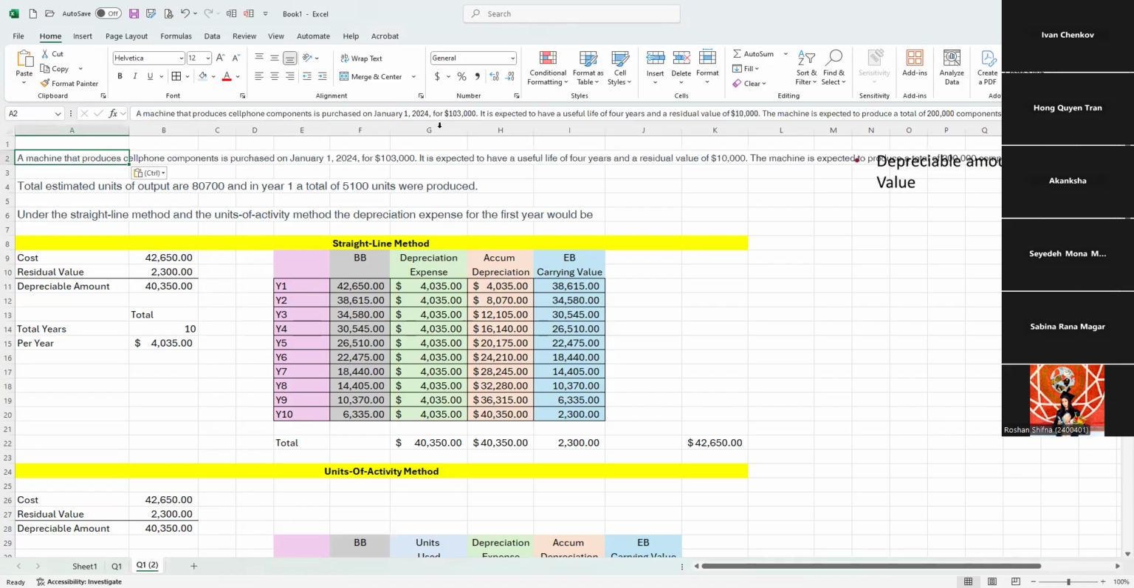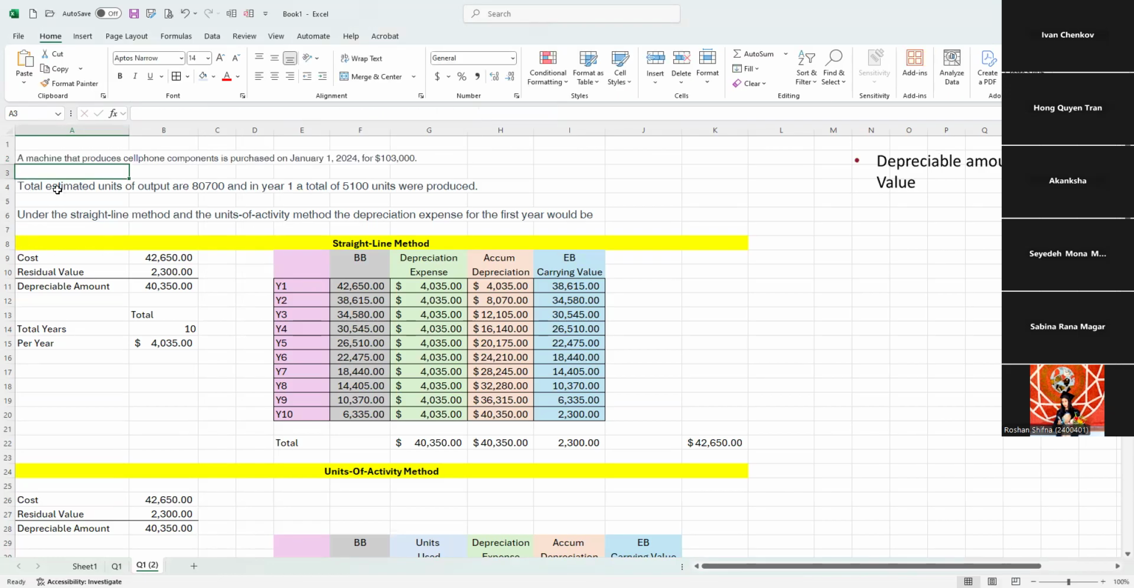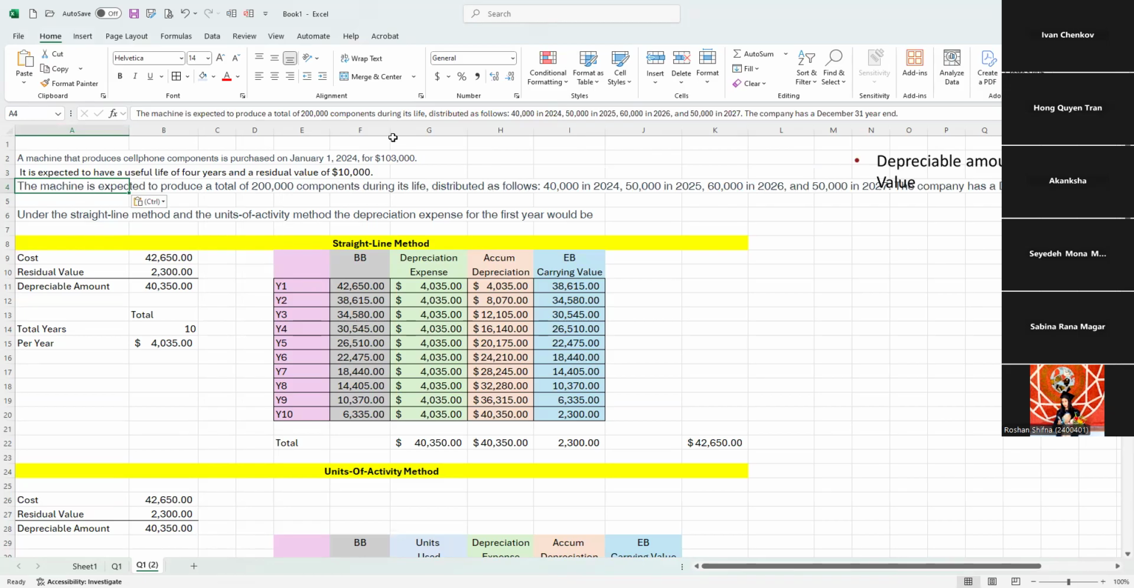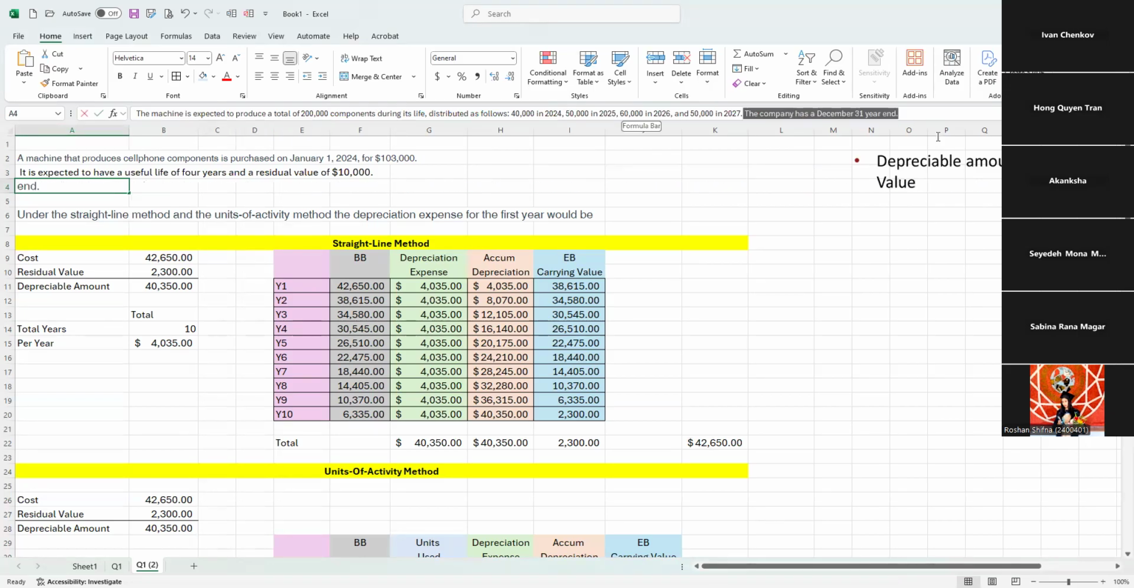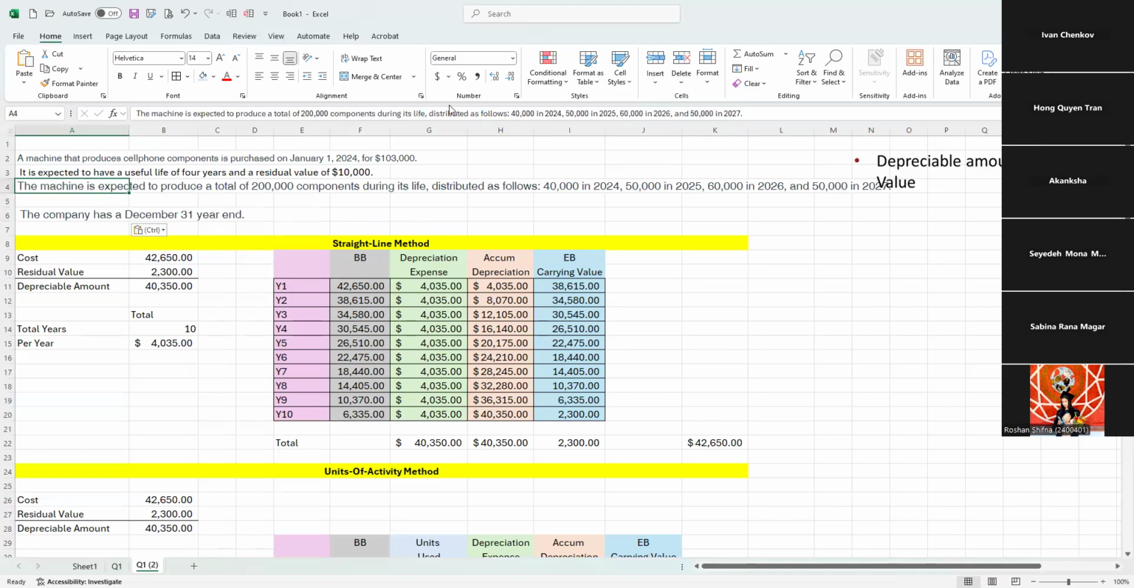That's the question, machinery. It's expected this. The machinery is expected this. Produced component, the company. Cut and here. So no. Let's put this one here and let's get this one. Components.